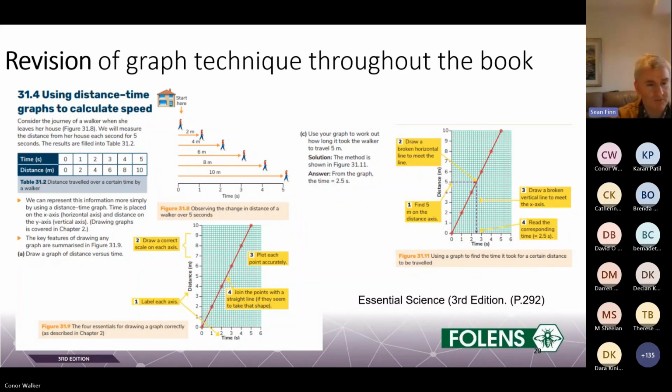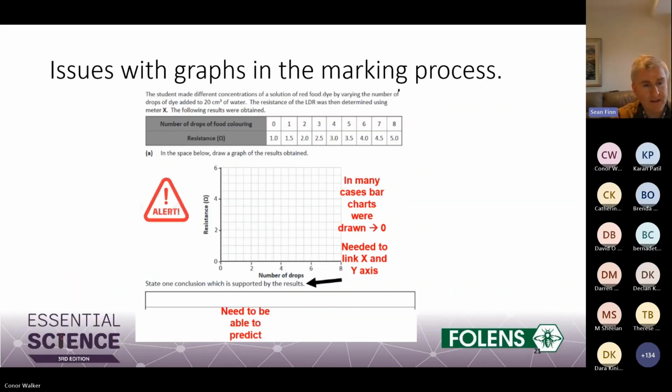So they're doing distance-time graphs here. They're looking at the position of the person and what it means in the graph. And then when we go to our actual experiments, we're using data logging, which is fantastic for teaching graphs. And on the next slide, we'll find that we look at the issues with graphs and the marking process.